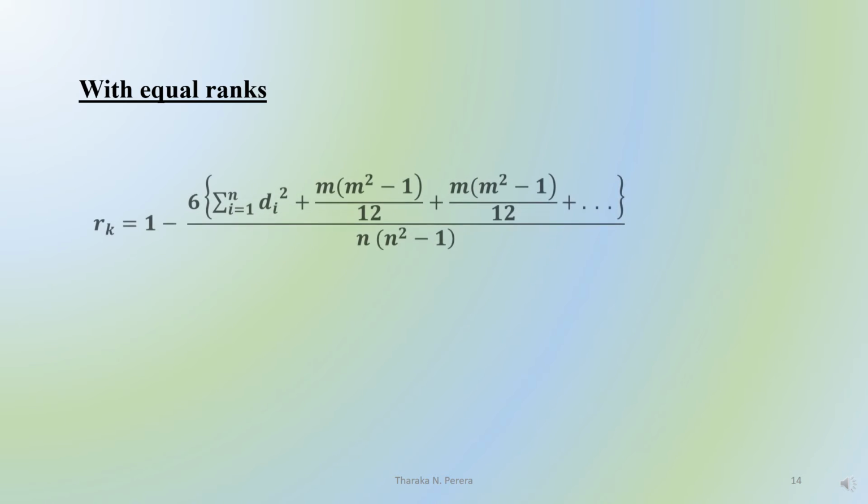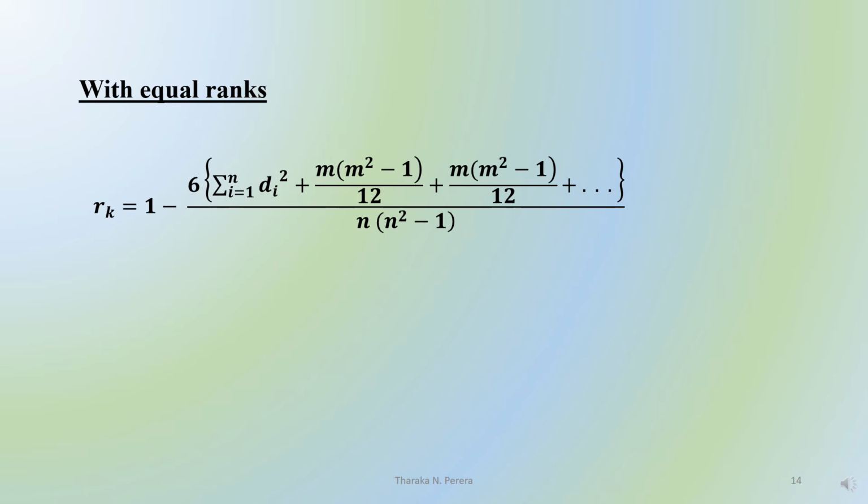Let's see the situation with equal ranks. If the dataset consists of equal ranks, we have to add a correction factor to the formula. So the formula of the rank correlation coefficient changes a bit. But keep in mind, some institutes and also people tend to use the previous formula for this situation too. Although you have to use that according to your institutional preference, you should know this is the correct formula.